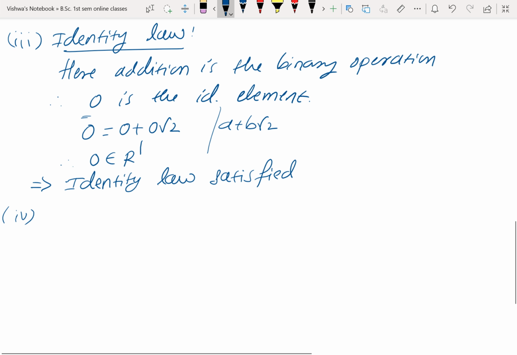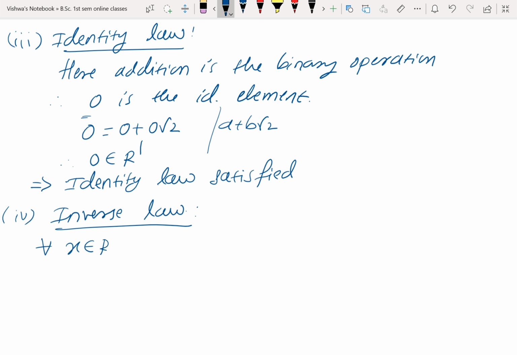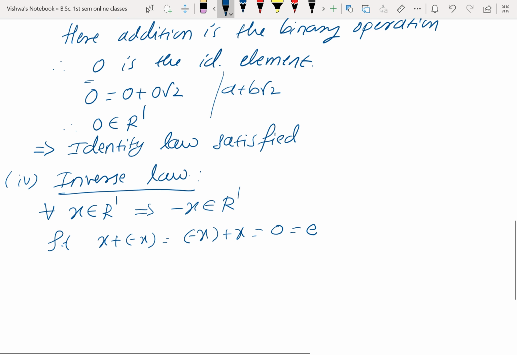Then fourth one, inverse law. So here for all x belongs to R dash. R dash is the set of real numbers of the form a plus b root 2. Since it is a set of real numbers, both negative and positive real numbers will be there in the R dash. So therefore x belongs to R dash implies that minus x is also in R dash, such that x plus minus x equal to minus x plus x equal to 0, which is the identity element, right? So let us verify for the particular value of x.